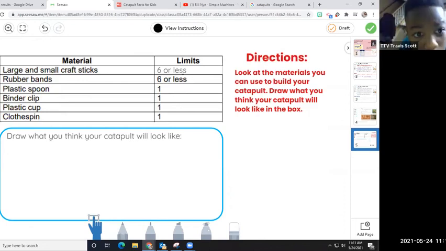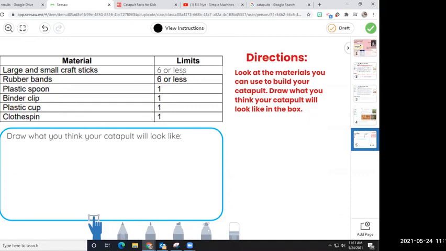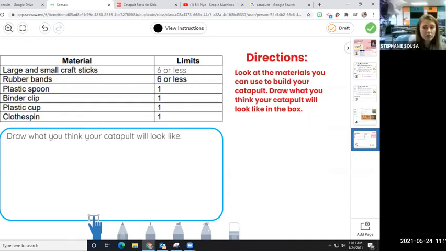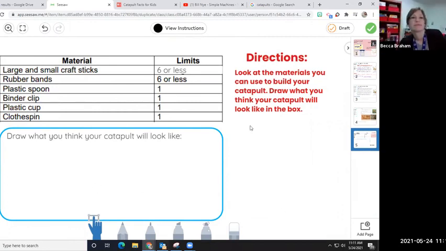Okay. Other questions? Yes, Tim. Do you need a clothespin to make it? You do not have to use it. You could use something else from the bag. You do not have to use anything in the bag. You just can't use extra. Okay. All right. No building today, friends. Do you hear me? No building today. Just planning your drawings.